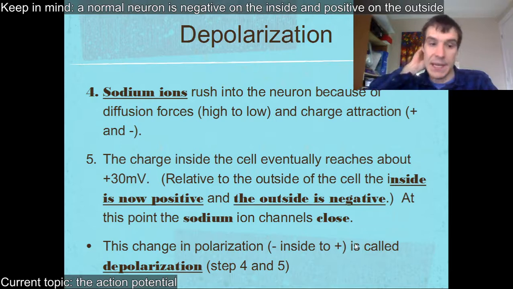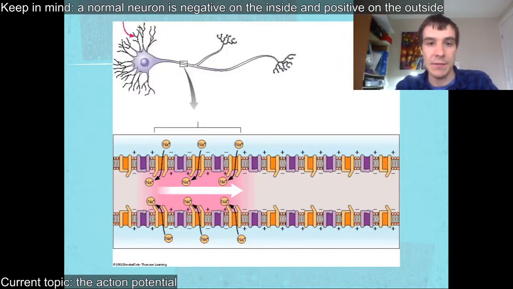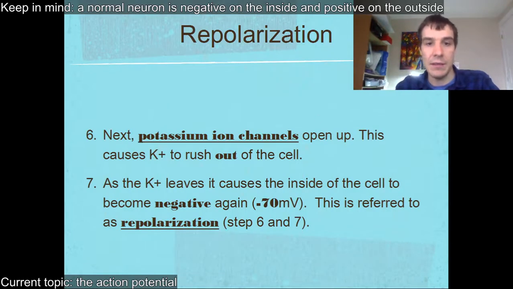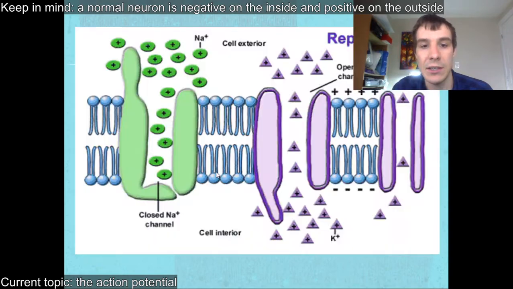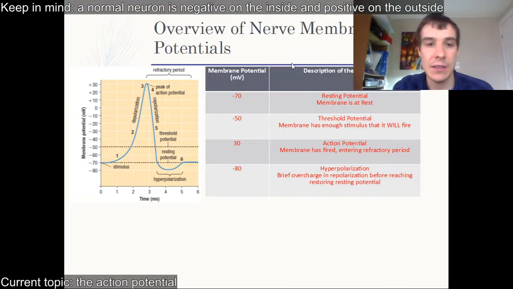Guess what's going to happen to the potassium ions now that it's positive on the inside and negative on the outside? Well, they're going to flow out. Right? Potassium ion channels open up, potassium rushes out. It goes back to negative on the inside and positive on the outside. This is called repolarization, but it does actually go past. So the potassium will help it repolarize, but it does go past that, which we call hyperpolarization. During that time, it's very hard to make the neuron fire again.